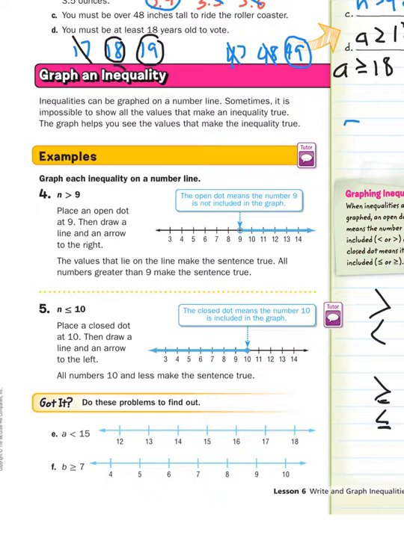Now, in 5, it says n is less than or equal to 10. So that can include the 10 and everything less than the 10. So you put a closed circle, because it includes the 10, and shade everything less than.